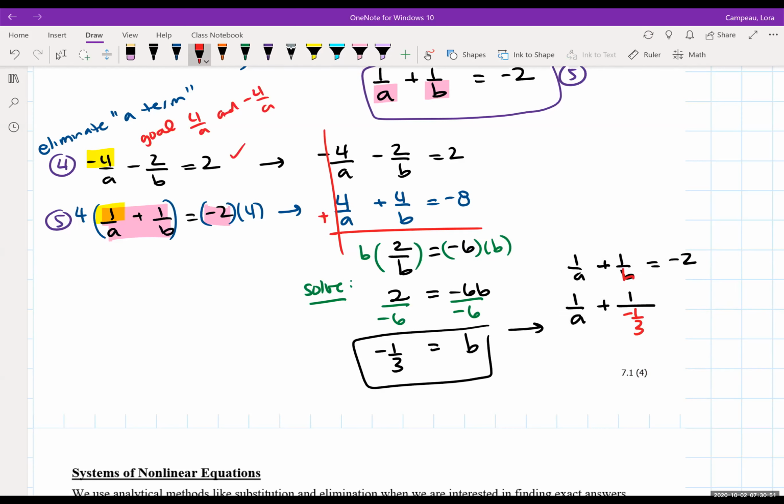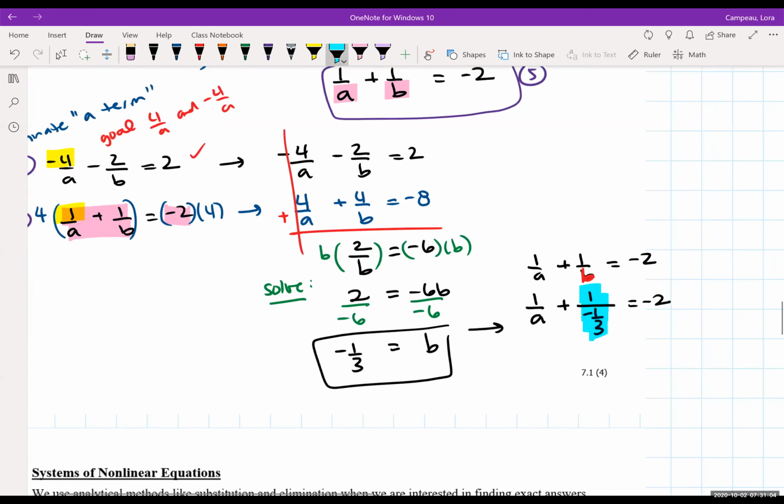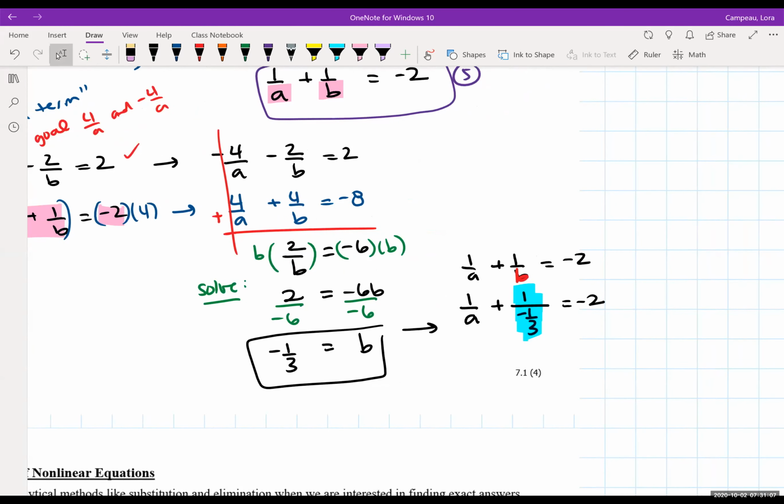Okay, so see what I did is I'm plugging in for b, and I noticed that b was in the denominator, still equaling negative 2. Your goal is to understand what it means to be 1 over negative 1/3. Off to the side, you can do the work if you'd like. Really, when you see 1 over negative 1/3, that's the same thing as saying 1 divided by negative 1/3, which is the same thing as saying 1 times negative 3 over 1, which is negative 3.